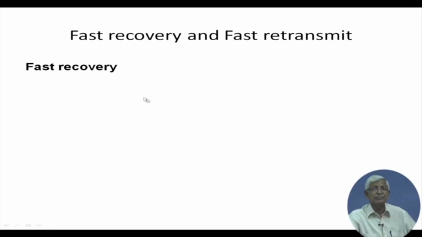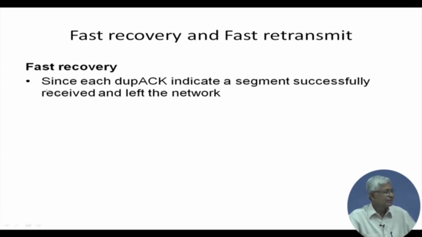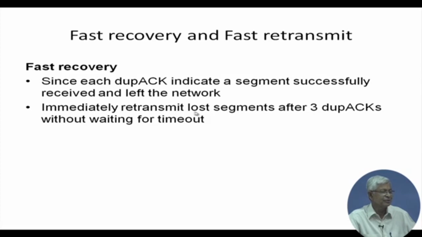Now, there is a protocol: you do not wait till the RTT. If a segment is lost and 3 duplicate ACKs have been received, we can call it fast recovery. Since each duplicate ACK indicates that a segment has been successfully received and has left the network, you can fill up the network, and immediately retransmit the lost segment after the 3 duplicate ACKs without waiting for its timeout.